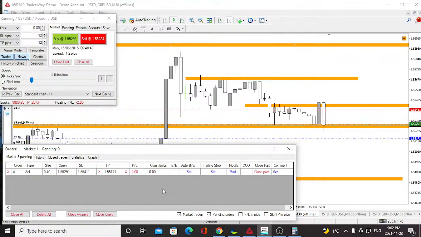So right now I only have a 40-cent lot in. And who knows, when price breaks out low again, I might enter into another sell. Then again, you don't have to. That's just kind of tethering. Be a bit aggressive.